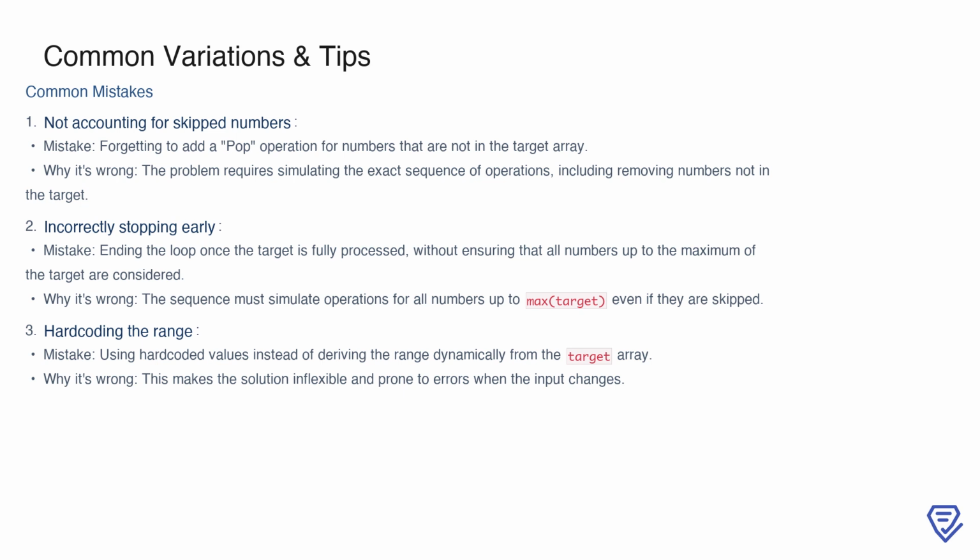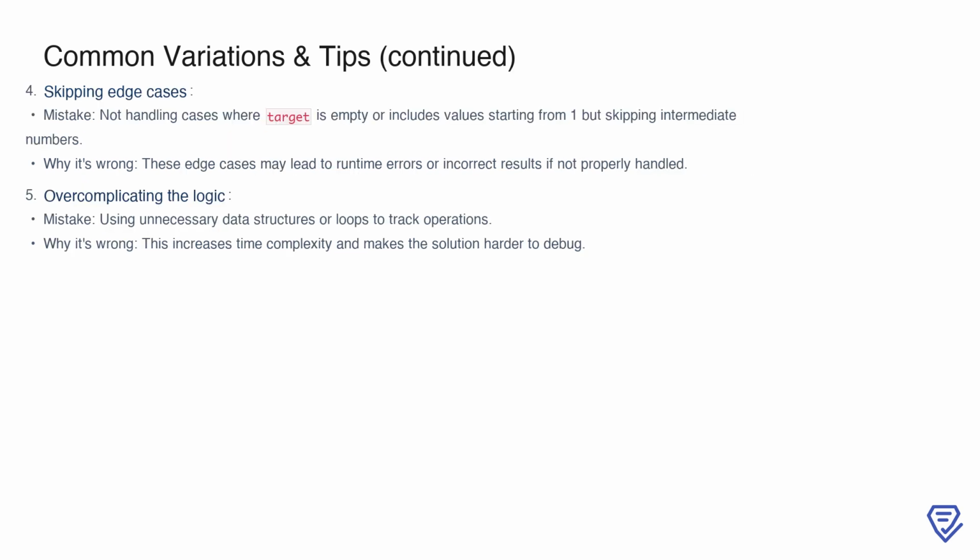Finally, hardcoding the range of numbers instead of dynamically deriving it from the target array is a mistake. Hardcoding makes the solution inflexible and prone to errors if the input changes, especially for edge cases or varying input sizes. Now, let's address a couple more pitfalls. Skipping edge cases is another common error. For instance, not handling an empty target array or cases where the array starts from 1 but skips intermediate numbers can lead to runtime errors or incorrect outputs. These scenarios need specific handling to ensure correctness.